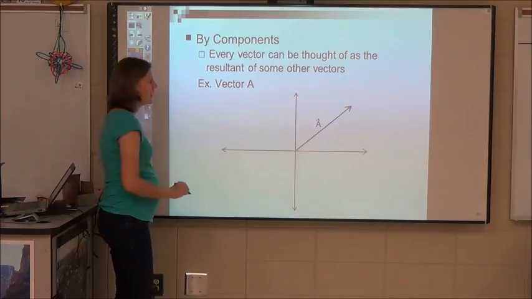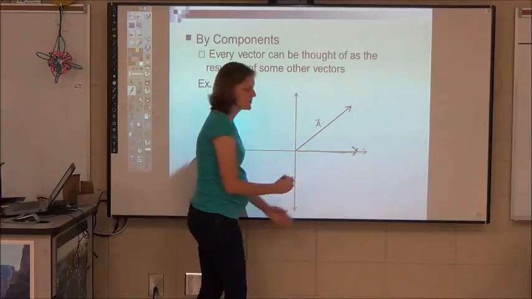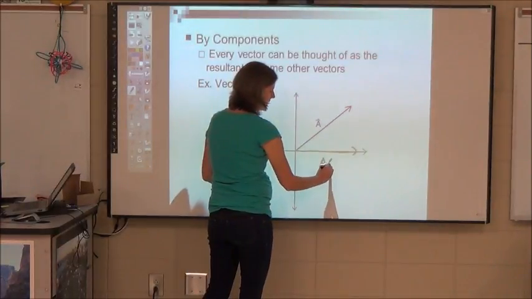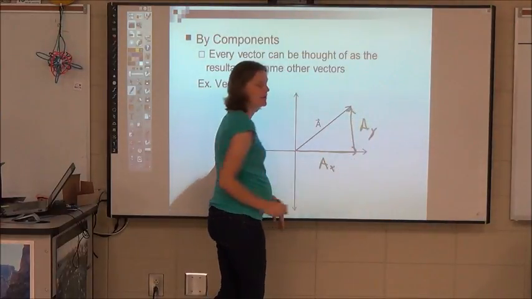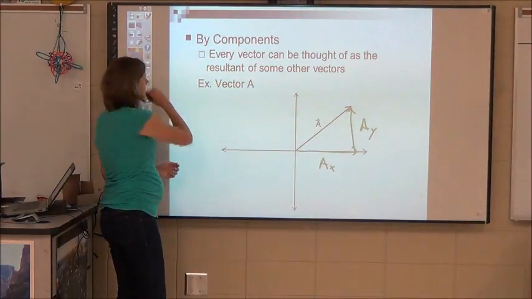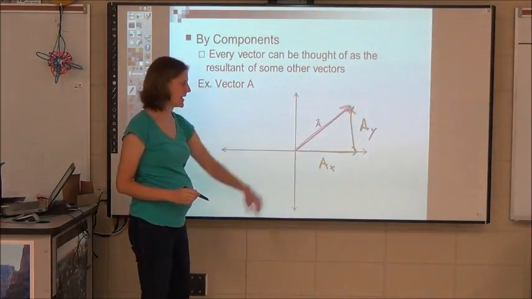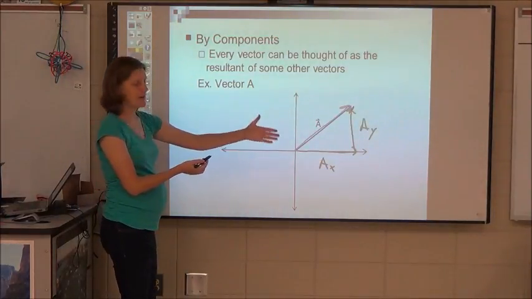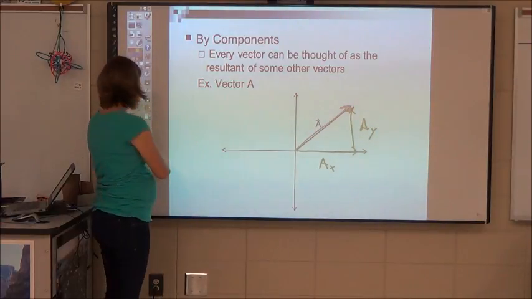Could be. But it could be the resultant of what we call the x component, which is basically just how far along the x-axis we go, how far right or left. Call that AX, and the sum of the y component. And the y component would just be how far up or down you go to make that vector. So again, we could think of vector A as the sum of AX plus AY. A little more work to turn one vector into 2, but when we have things at nice right angles like that, it makes our math a lot easier.